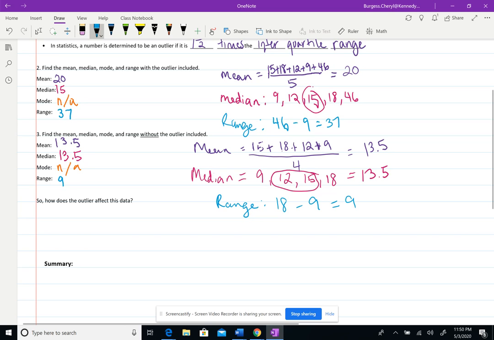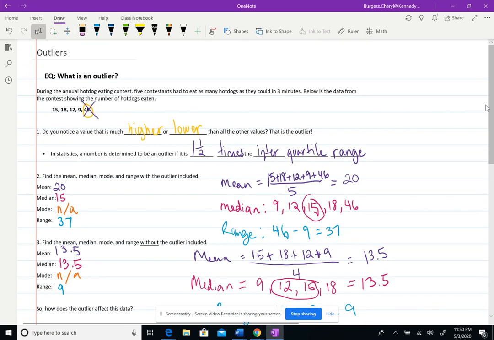Okay, how does the outlier affect the data? All right, well, let's go ahead and compare these two. So we're comparing number 2 with number 3. Now, if we have 5 contestants eating hot dogs and the 5th contestant ate 46, our data is definitely much larger for the mean, the median, and the range, right? The only thing that's even remotely close is the median.